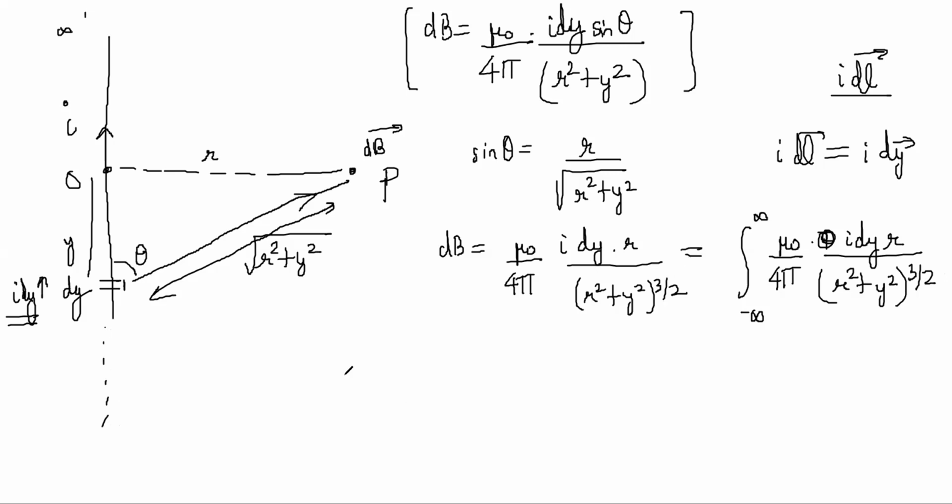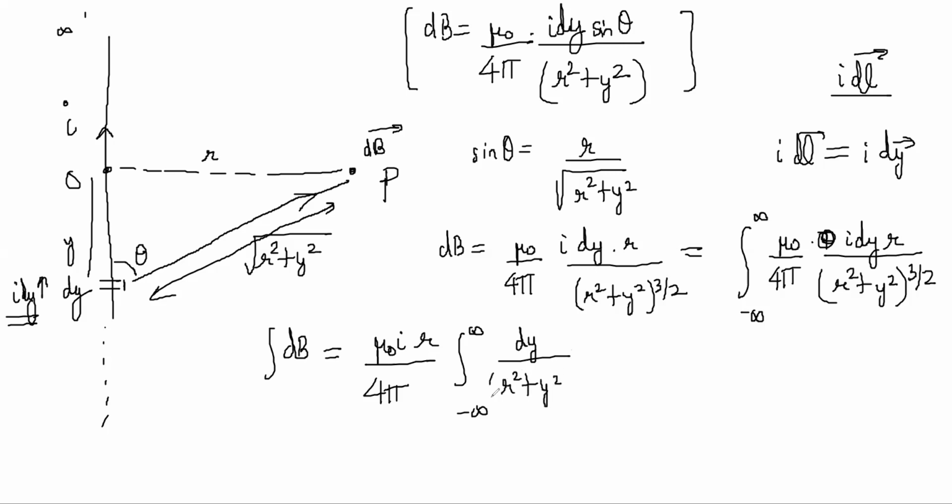So you get dB integral is equal to mu naught I R by 4 pi, minus infinity to plus infinity dy by r square plus y square to the power 3 by 2. In this, to integrate, what is the obvious substitution? Y is equal to r tan theta is the obvious substitution.